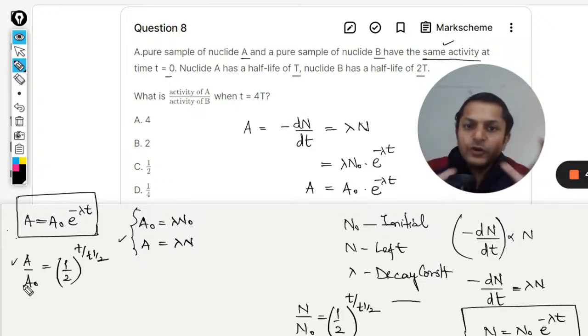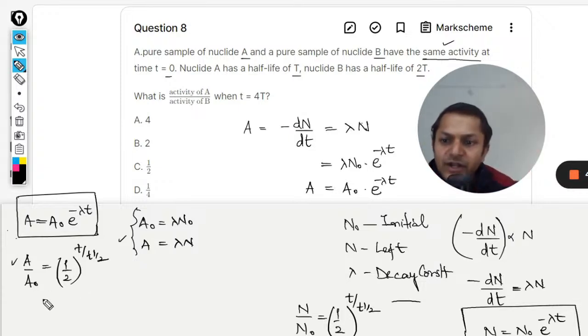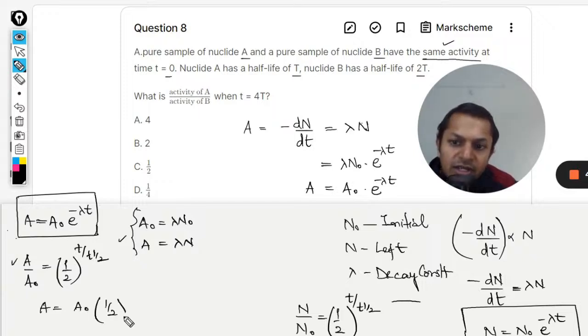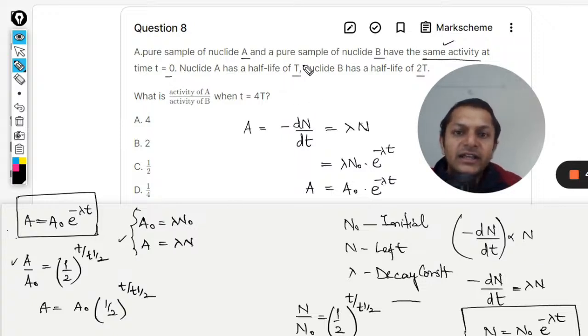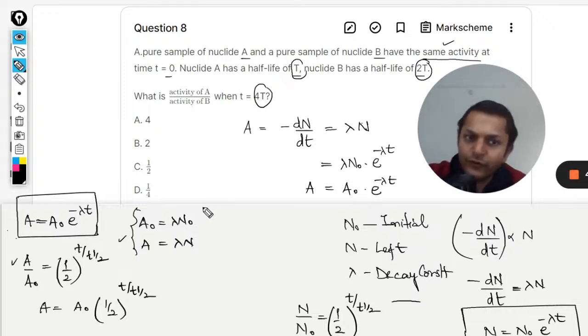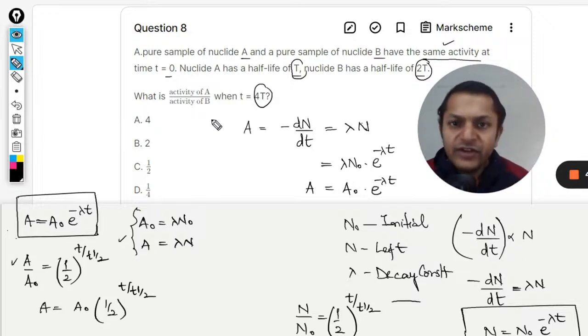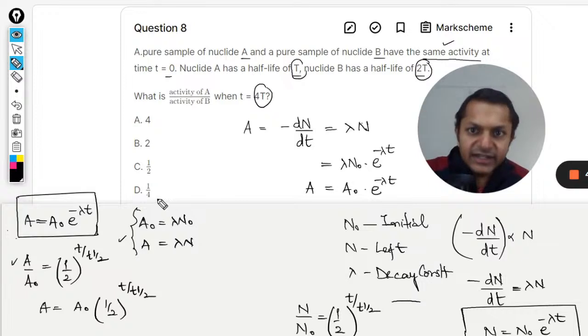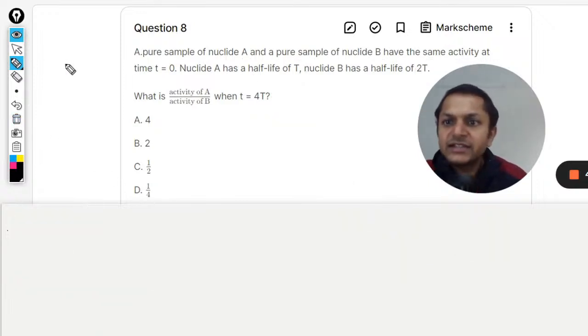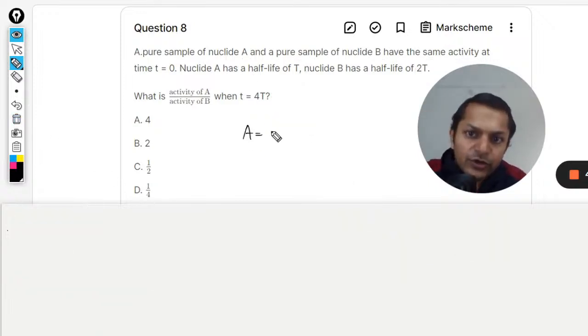So this much is the background information, and this is what we are going to see now. Activity A can be written as A naught times half raised to power t divided by t half. Clearly, the half-life is given for both of the samples, and time is given for both of the samples. We have to find the activity. So you can note this down up to here by pausing the video, and I am just deleting this part now. Our formula that we are going to use is this.